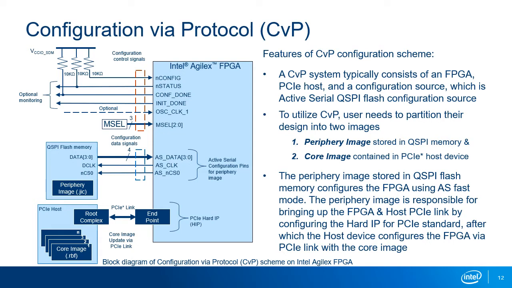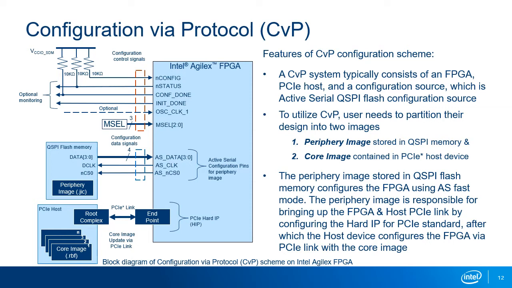Step 2 of initialization mode consists of initiating a core image through the now established PCIe link. Core image configuration initiates only after the PCIe link training is complete. After the FPGA is fully configured, it enters user mode.